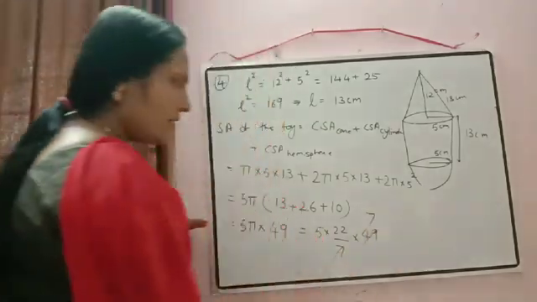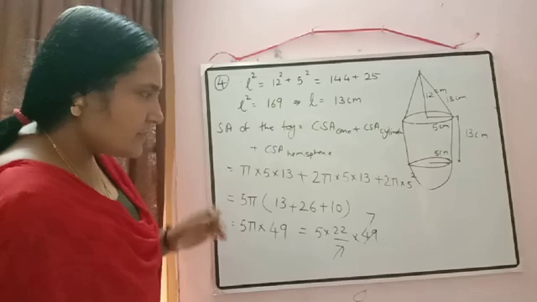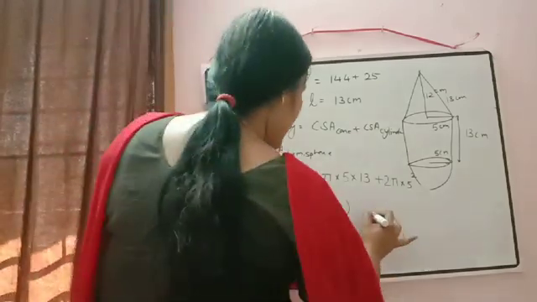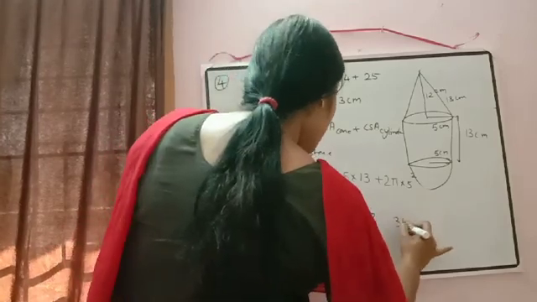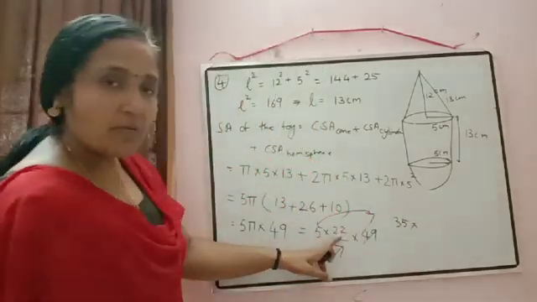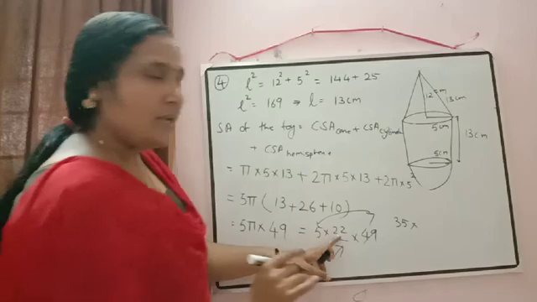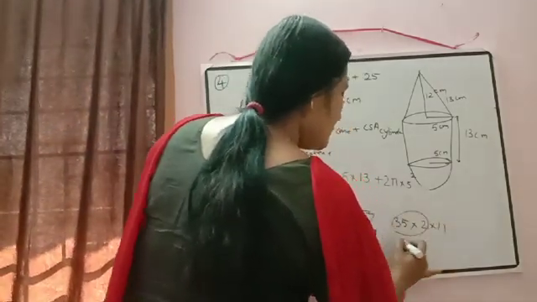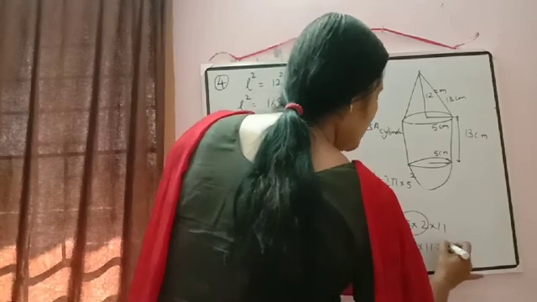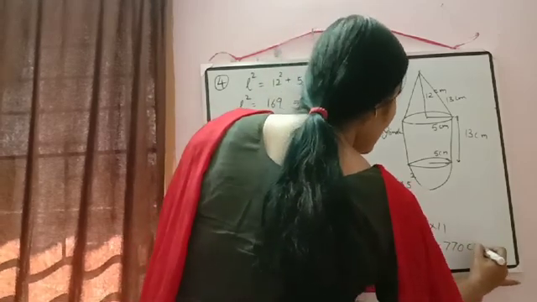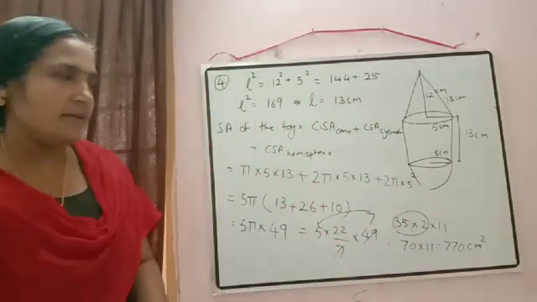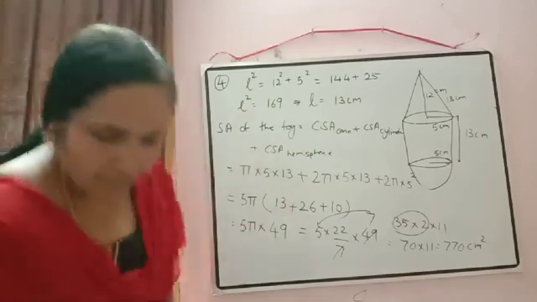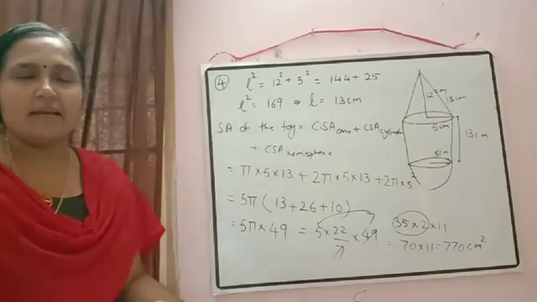7 7s are 49. Now what we can do first? 5 7s are 35. Again 22, how we can rewrite? 2 into 11. 35 into 2, 70. 70 into 11 will be equal to 770 centimeter square. So I hope the methods are clear to you. Okay, now we will move to the next question.